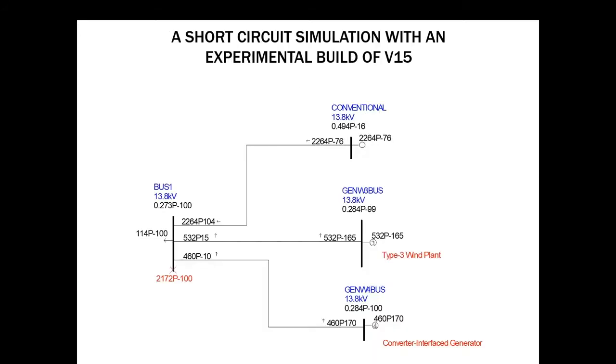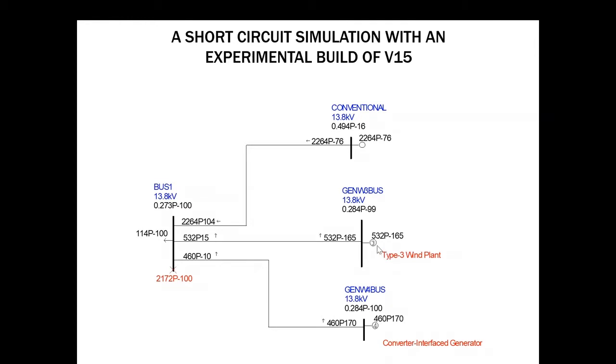Okay, so just to prove to you that everything is working well, this is actually a real simulation that was done with an experimental build of version 15. I have three generators on the right-hand side. I don't think my pointer works. Oh, maybe it does. Can you see my pointer? Anyway, the top generator is a conventional one. Just ignore that for the time being. The middle one is a Type 3 wind plant, and the bottom one is a converter interface generator.